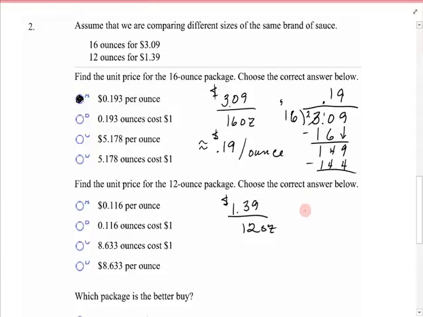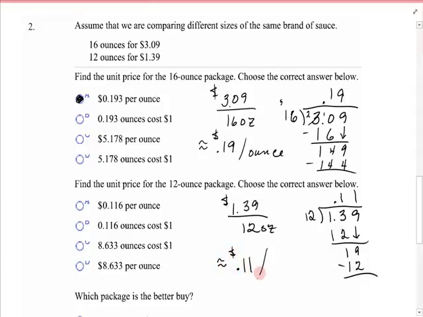For the second one, I divide 12 into 1.39. 12 goes into 13 one time. That's 12. Bring down the 9. It goes in there one time. I can stop right there. I don't need to go any further. It's going to be obviously more than that, but it is approximately 0.11 or 11 cents per ounce. It's more if I added more zeros.